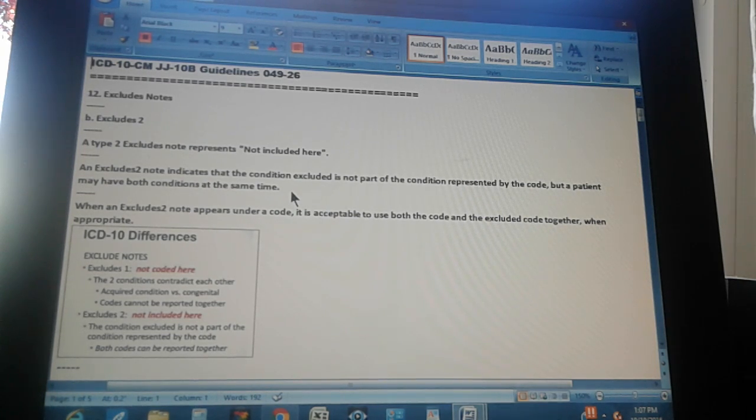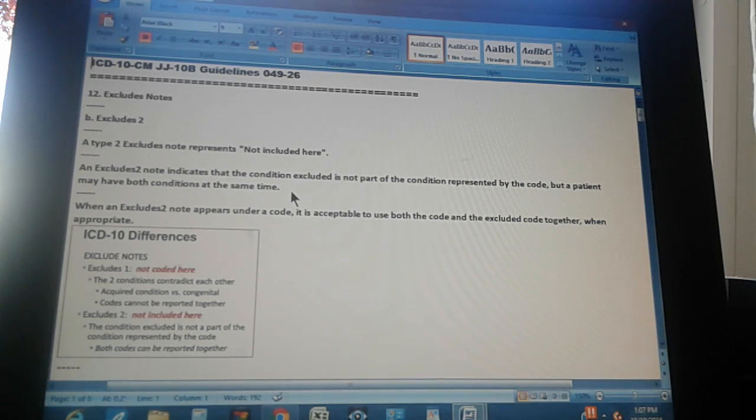So all the Excludes 2 note means is that you're coding this condition, but this other condition is not included in that code. So if you want to code it too, you have to use another code. That's all it's saying. Remember that Excludes 1 means this other condition can never happen with the first code. Now Excludes 2 means this other condition can happen with the first code, but it's not represented by that code. You need an additional code to do this. That's the only difference.